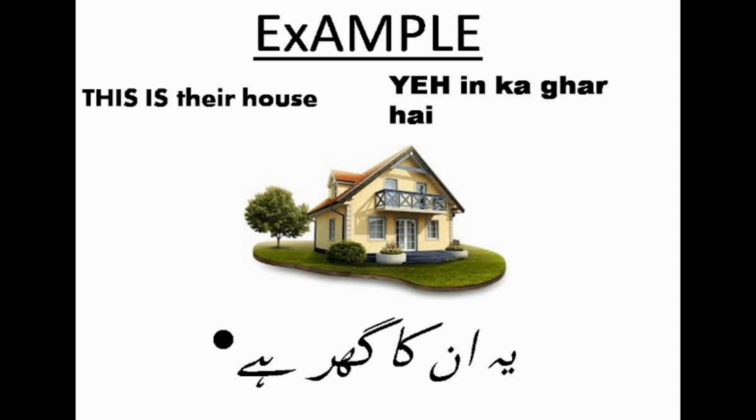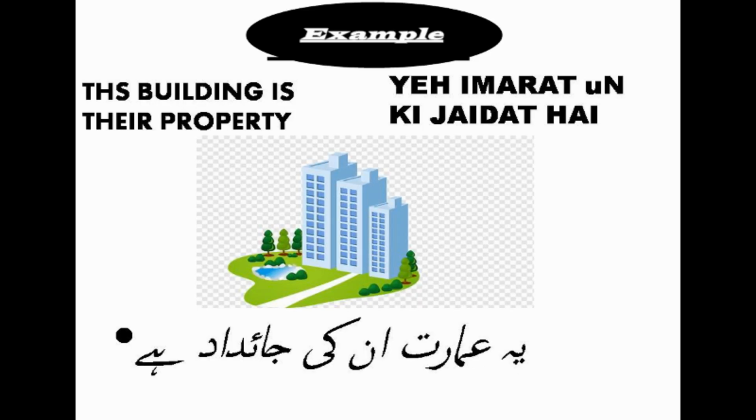Now we move to our next example: this building is their property. ये इमारत उनकी जायदाद है. ये इमारत उनकी जायदाद है. Ki is used because the building is a feminine object, and un is used to point at the person to whom the building belongs and who is far from you.